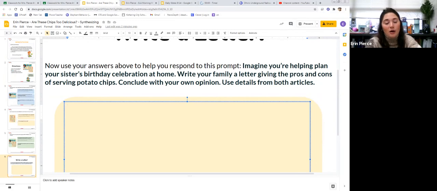So I might start off, dear mom and dad. Or maybe your grandma and grandpa is buying the birthday celebration. Whoever, you need to have dear mom and dad. A lot of times on these activities, I'm not seeing the dear part where you're formatting this as a letter. You need to then come up with giving pros and cons, meaning things that are positive about potato chips, things that are negative about potato chips.